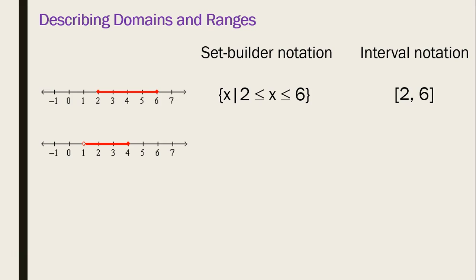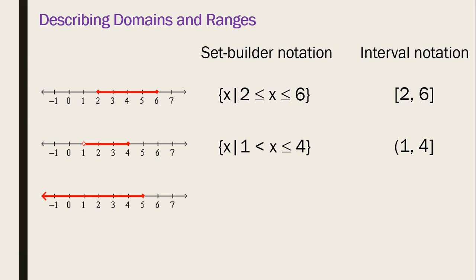So how would we describe this in set builder notation and interval notation? Now you notice we're not including the 1. So for set builder notation, we would say the set of all x such that 1 is less than x, which is less than or equal to 4. For interval notation, we want to say that we're including all the numbers between 1 and 4, but we are not including the 1 and we are including the 4. To show that we're not including the 1, we use parentheses. To show that we are including the 4, we use a bracket.